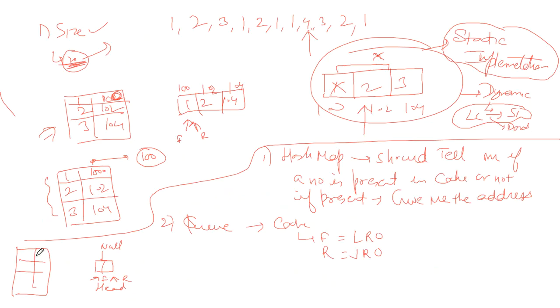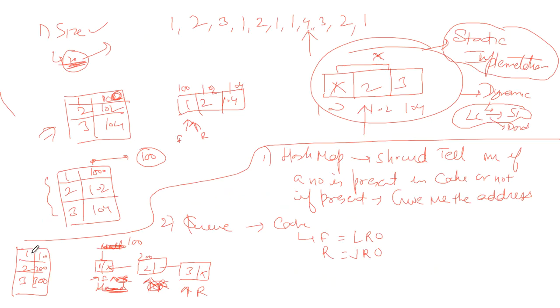Which is null initially. Okay, now 1 comes, enters here, with address 100, and this is 1. Cool. 2 comes, 200. I always insert at the rear, so my rear shifted here. This is 200. 3 comes, 300. Front is still here. Cool.